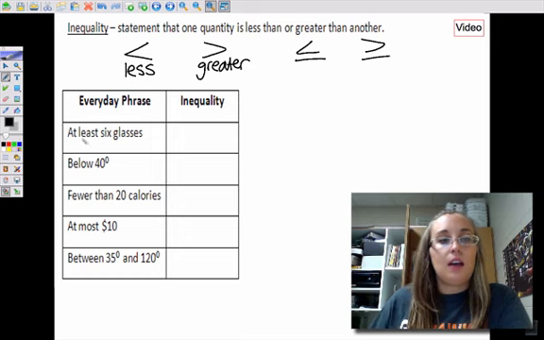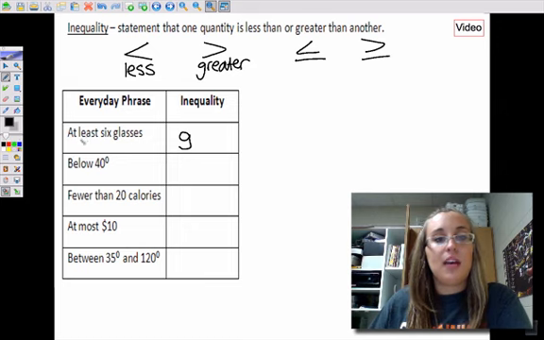So it's saying I'm going to need at least 6 glasses. So my number of glasses needs to be at least 6. So when I read that, I know that it could be 6, it could be 7, could be 8, could be anything more than that. So I'm going to say G needs to be greater than or equal to 6.